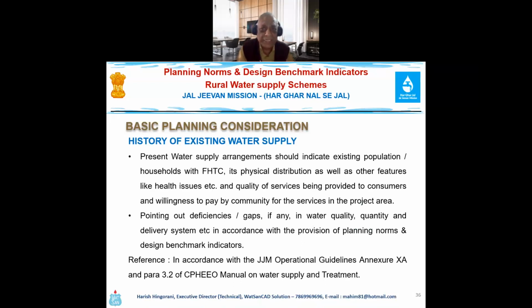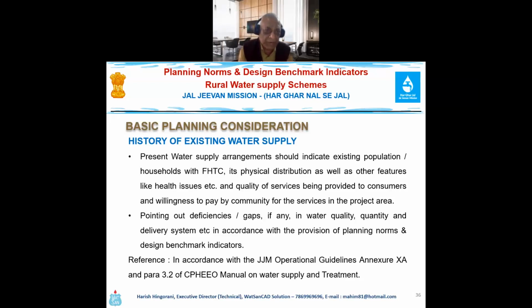The present water supply status should indicate the existing population, households with FHTC, physical distribution, and other features like health issues. It is most important because we are talking of protected water supply, and piped supply is being provided. Ultimately, the aim is to minimize waterborne disease, and the quality of services is most important. Because we are trying to recover costs from the revenue of the water supply scheme, we have to provide quality of services to the community. Ultimately, this quality of service will be required for the community's willingness to pay for the services we are going to provide in the project.